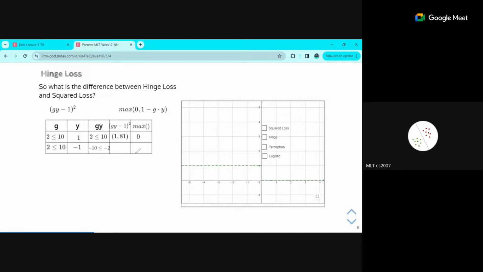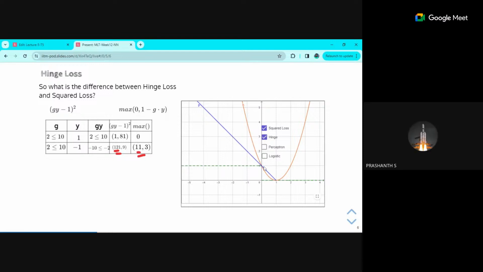If you plot this max function for misclassification, you can see the square loss is penalizing more, whereas this max is penalizing linearly, because it's a linear function. If you plot these two, you will see one is the squared loss and one is hinge loss.